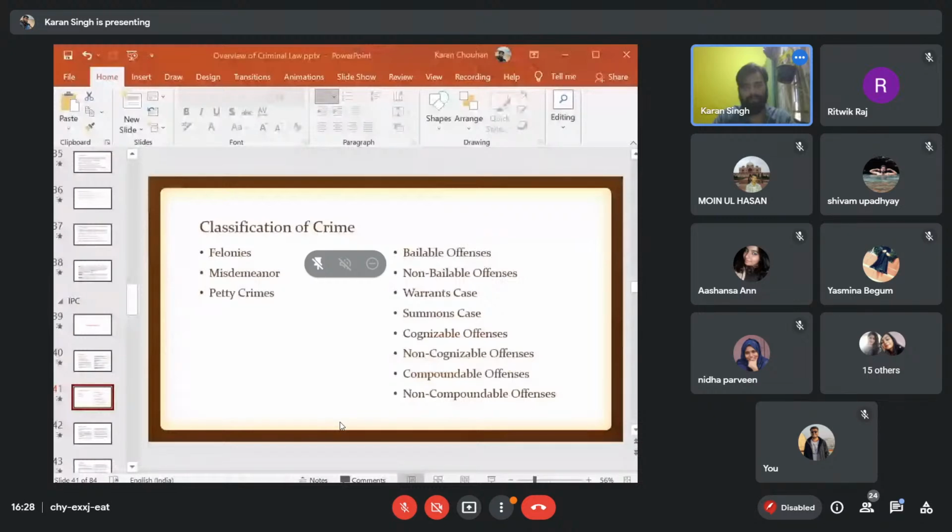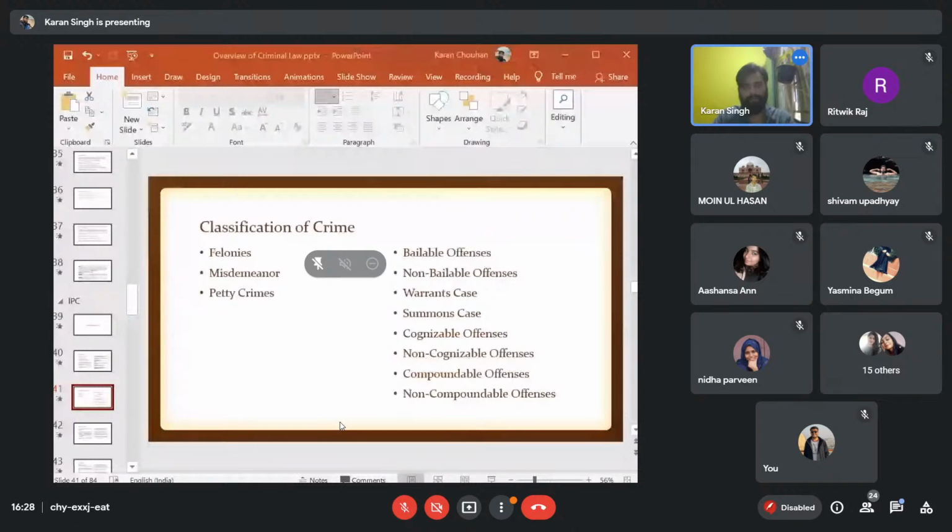So this is about the classification of crimes in general terms. When it comes to India, the classification of crimes is based on certain different parameters. Mostly you can find those classifications in the CRPC itself. You do not need to know the exact section, but you need to understand the concept, or what these classifications are.